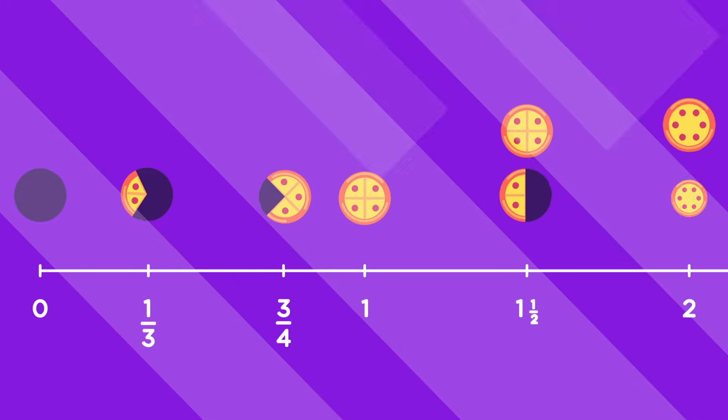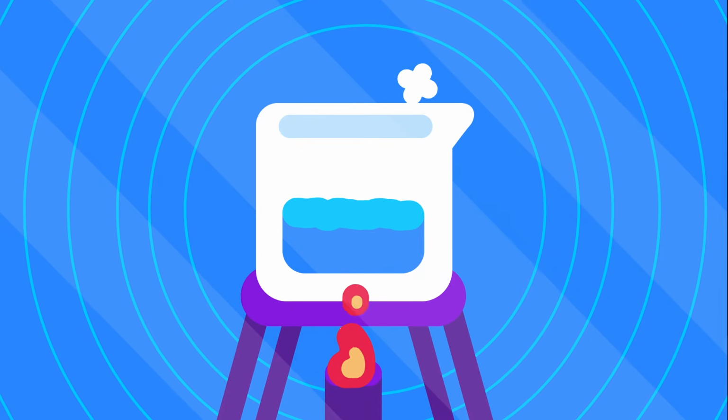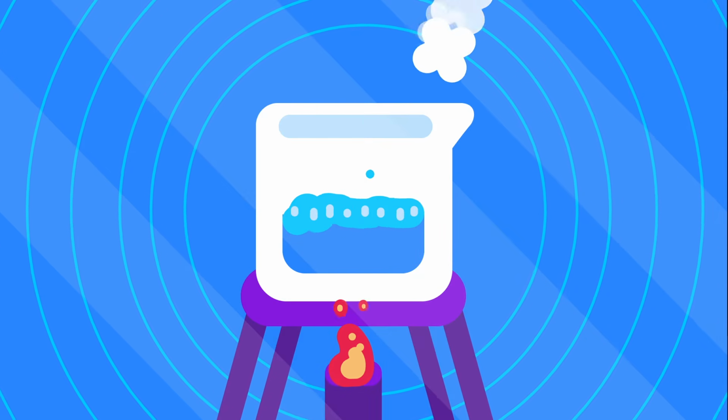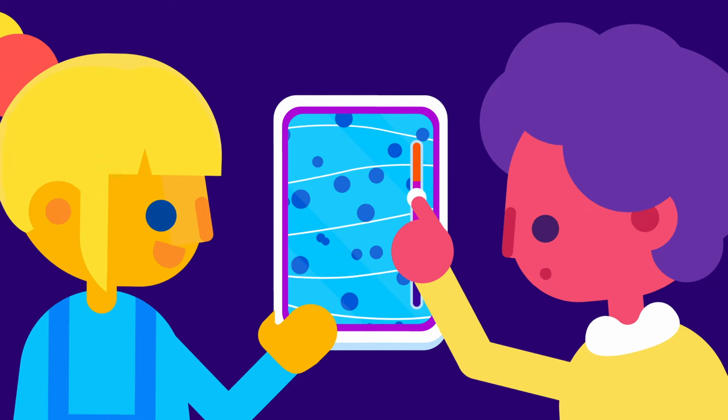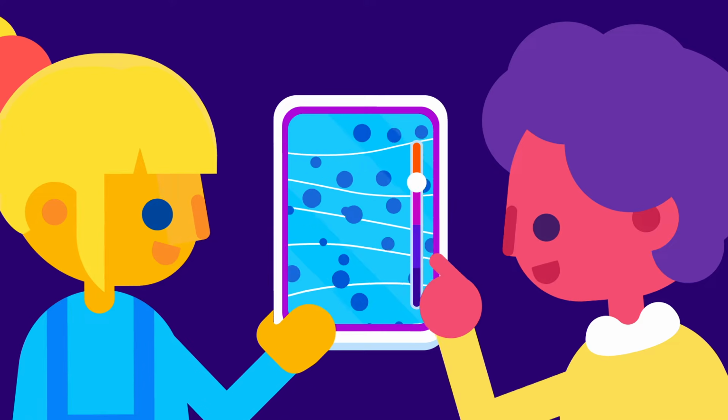In another class, students might be learning the concept of vaporization. They're told that when a liquid is heated, its particles start to move faster and faster until the liquid turns into a gas. An animation can help students visualize this process, which is invisible to the naked eye.